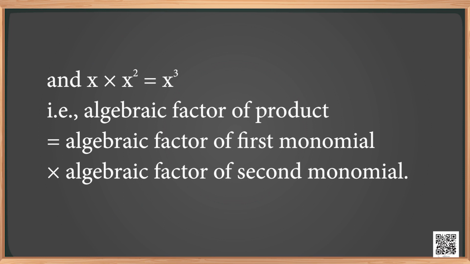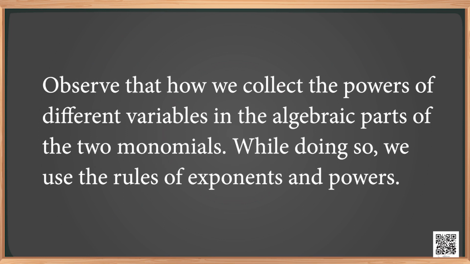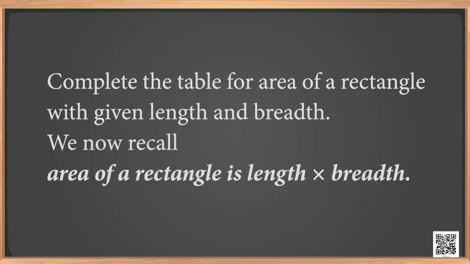Observe how we collect the powers of different variables in the algebraic parts of the two monomials. While doing so, we use the rules of exponents and powers. Let us see one more example. Complete the table for the area of a rectangle with given length and breadth. We now recall the area of a rectangle is length into breadth.